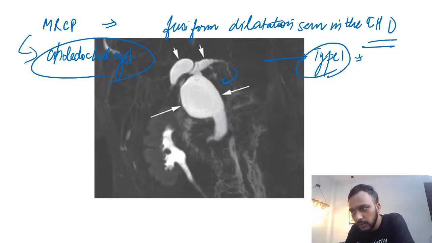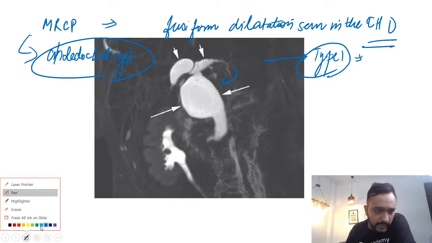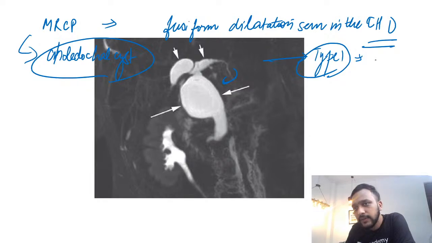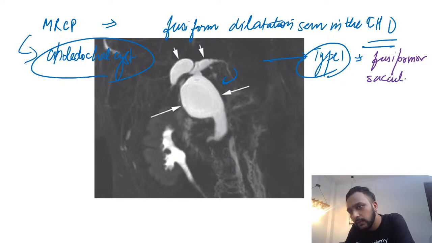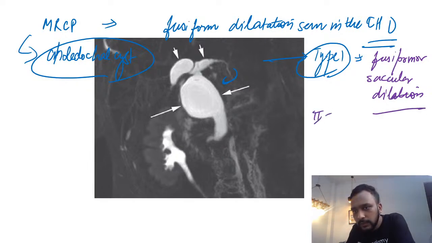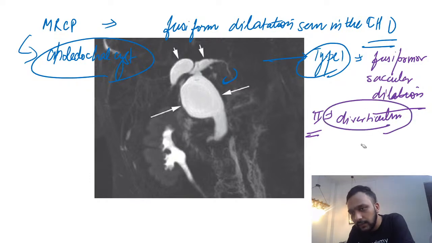Okay, so guys, if we discuss the various types of choledochal cyst, so what is type 1? What is type 1 choledochal cyst? Anyone? Type 1, there is fusiform or saccular dilatation of the common bile duct. In type 2 guys, what is going to happen? There is a diverticulum which is going to arise from the common hepatic duct.